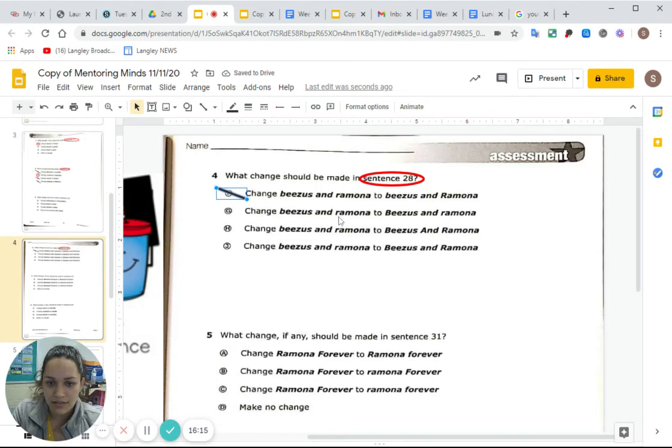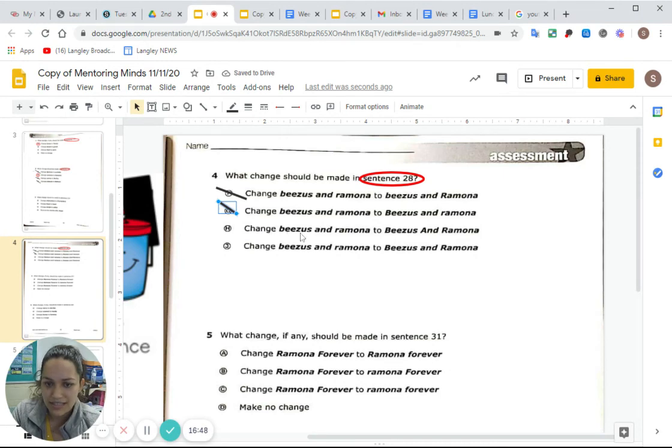What about G? Change Beezus with a lowercase b and Ramona with a lowercase r to Beezus with a capital B and Ramona with a lowercase r. What do we think about that one? No, that one's pretty much the same as answer choice F, but it's just reversed. They capitalize the B but not the R. But why not? It's a specific name of something. Why aren't both of them capitalized? It goes together. It's called Beezus and Ramona. So no, G is not our answer.